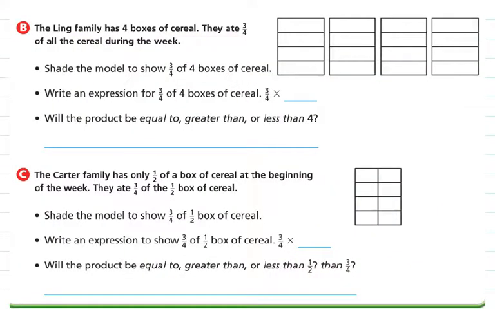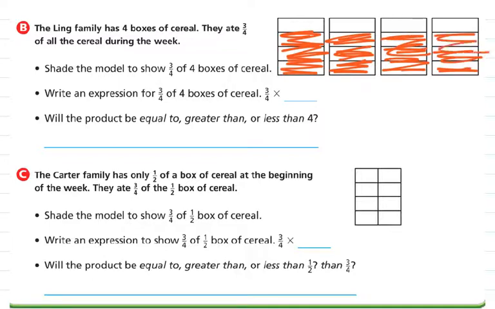So in step B, we're going to talk about the Ling family. The Ling family has 4 boxes of cereal. They ate 3/4 of all the cereal during the week. So there's 1 box, 2 boxes, 3 boxes, 4 boxes. In each of the boxes, they ate 3/4. So we're going to do 1/4, 2/4, 3/4 in each box. Now it says, write an expression for 3/4 of 4 boxes.